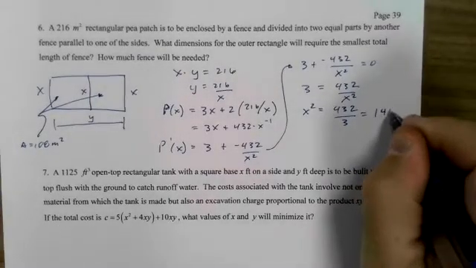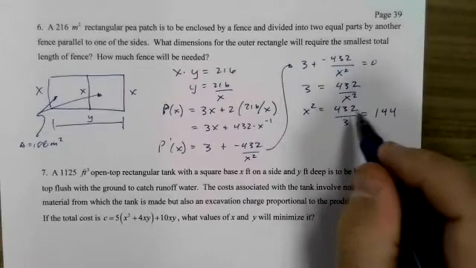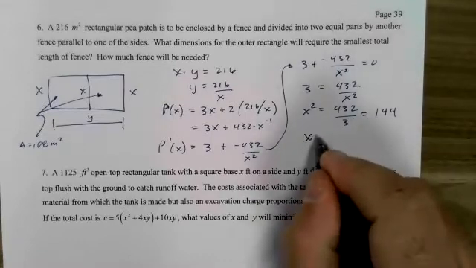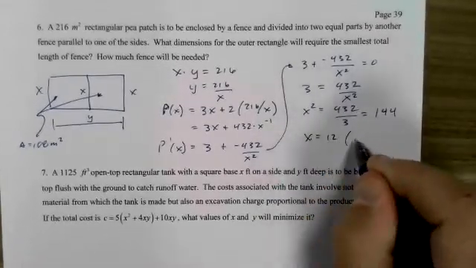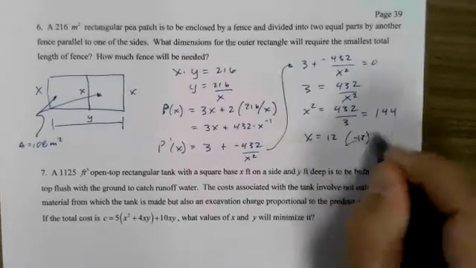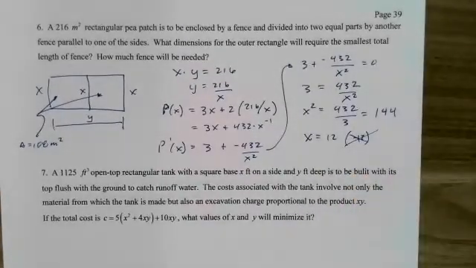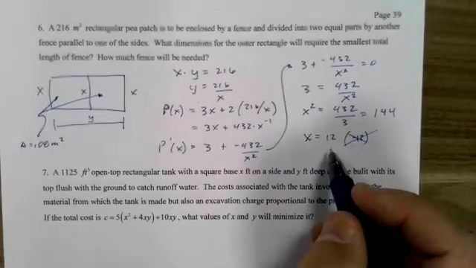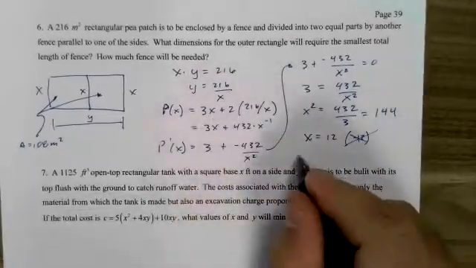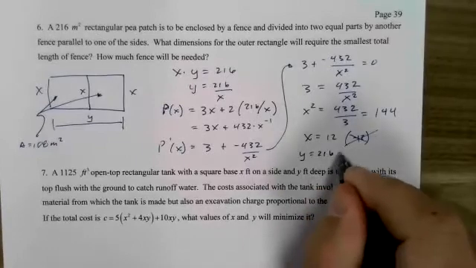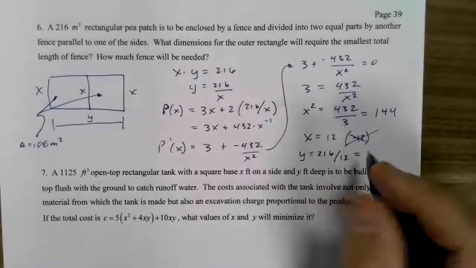144. 12 carry 1, 12 carry 1. Yep. X equals 12. Negative 12 gets crossed out because we don't care, because it's a real problem and negative doesn't help us. If x equals 12, y equals 216 over 12, which is 18.